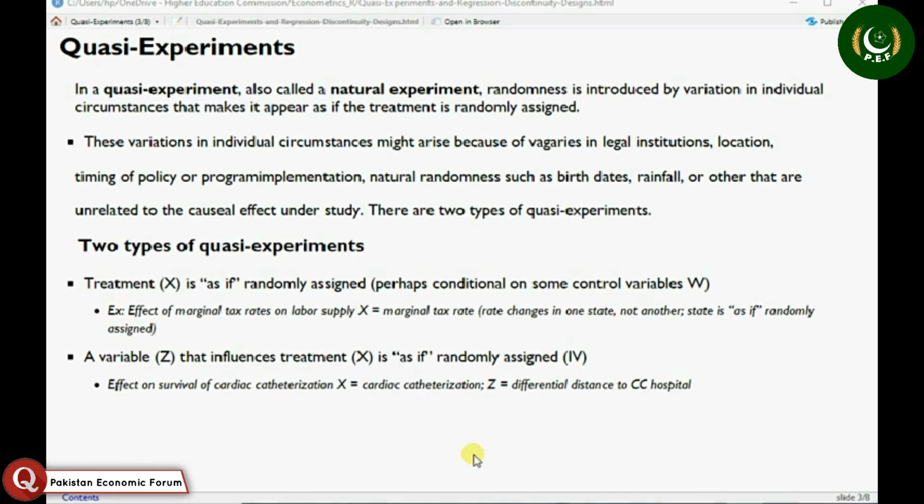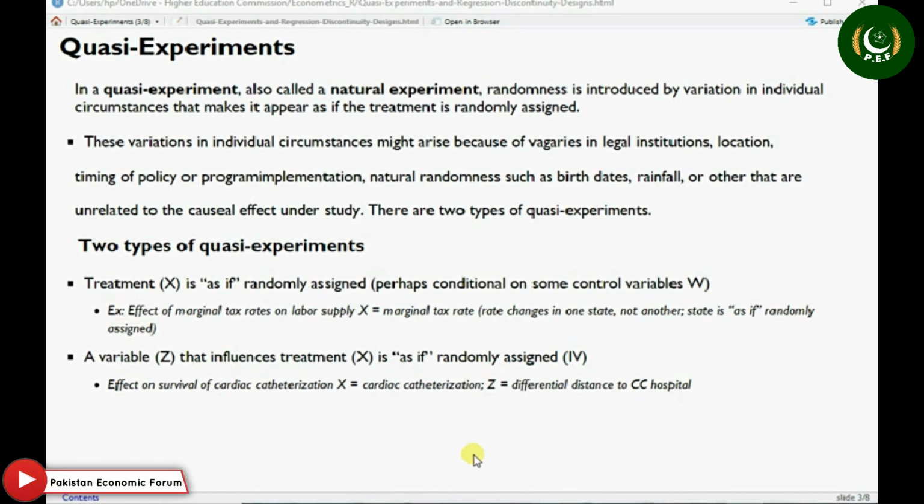These circumstances may be due to vagaries in legal institutions, location, timing of policy or program implementation, natural randomness such as birth dates, rainfall, or some other factors that are unrelated to the causal effect under study. So in quasi-experiments, it is assumed as if some natural phenomenon has occurred, and now you can compare where that natural phenomenon is affecting and where it's not, or before and after: differences in differences.